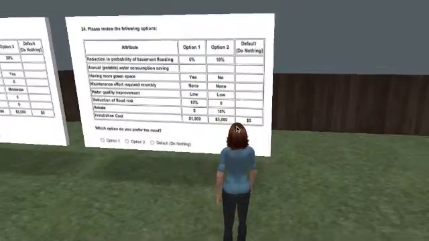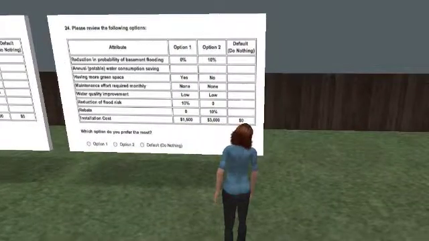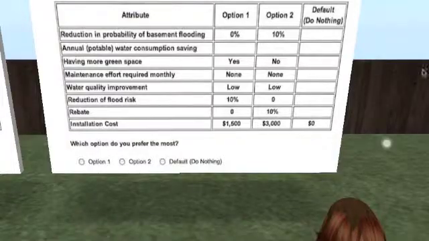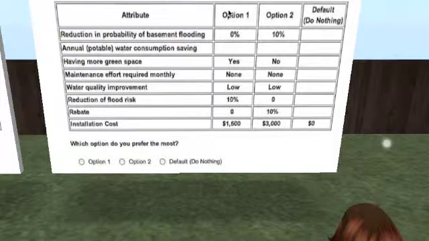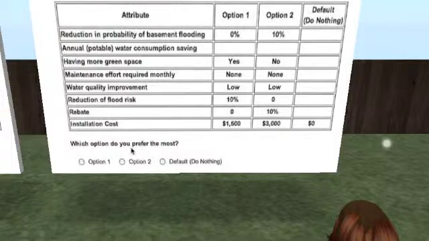Now that we have learned more about these techniques and their benefits, I would like to learn about your preferences for these benefits. Here we have examples of different options that one or a combination of these techniques can provide. Please take a look and choose the option that you prefer the most.